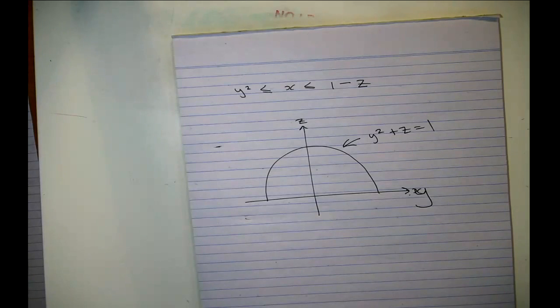That's what this one looks like. So you could set this one up. Let's now go through it. If I integrate with respect to z first, z goes from 0 to 1 minus x. Then in the xy plane, this is just a parabola x equals y squared and the line x equals 1.